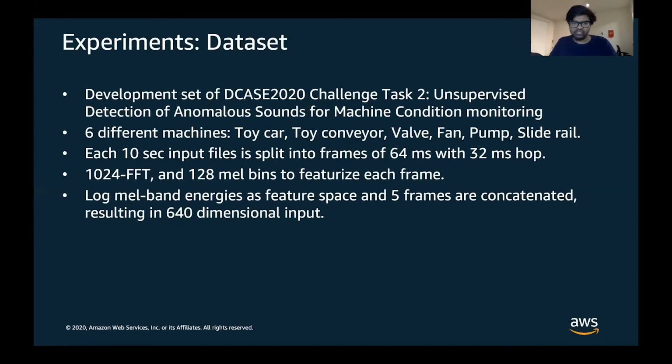On the feature side, what we did, we split all those 10-second input files into frames of 64 millisecond with 32 millisecond hop. We used 1024 FFT, and we also featurized each frame by 128 mel bins. Finally, we use log mel energies as our feature space. And as I mentioned before, 5 frames were concatenated. So that results in 640 dimensional input, because 5 frames and each frame is 128 dimensional because of 128 mel bins.